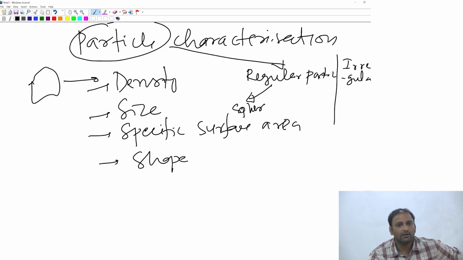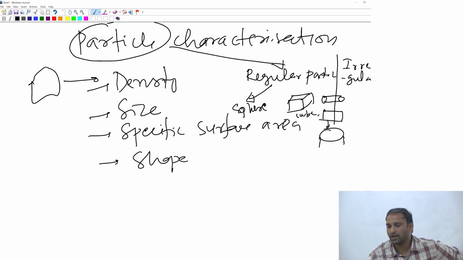You could have, say, a sphere, or you can have a cube-like particle, or a cylinder, or a disc-like particle, right? So maybe that's the side view. The top view is going to be something like this, right? That's your disc-like particle.